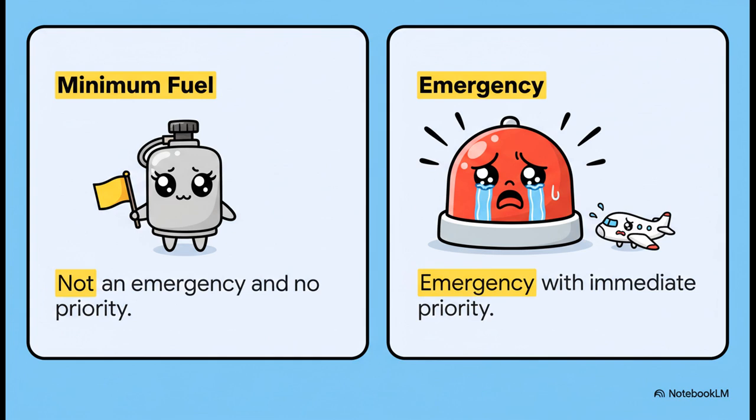Contrast that with Mayday fuel, which absolutely is an emergency that commands immediate priority. It's a brilliant distinction, really. It keeps the ATC system from getting bogged down by false alarms, while still keeping controllers perfectly in the loop about the aircraft's narrowing margins.